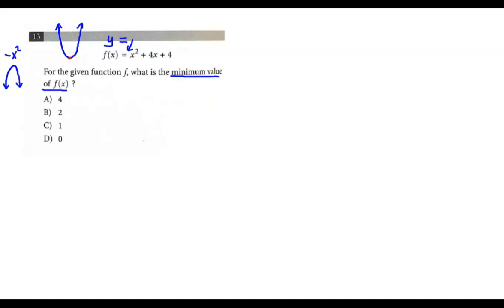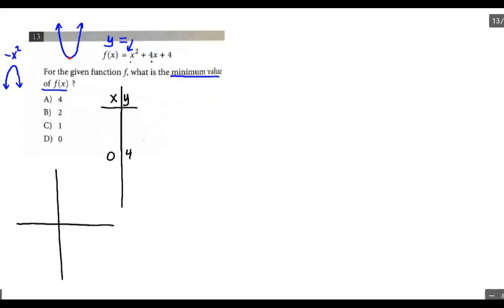If you're completely stumped and you don't know what to do, my thing is always just make an XY table. Okay, this is kind of method 1. Don't have a clue, just start putting some numbers in. So let's put 0 in for x. And if I put 0 in for x, I get 0 plus 0 plus 4. So there's a value that I could kind of put on a grid. And I'll just slip it down here. So I know that 0, 4 is right there.